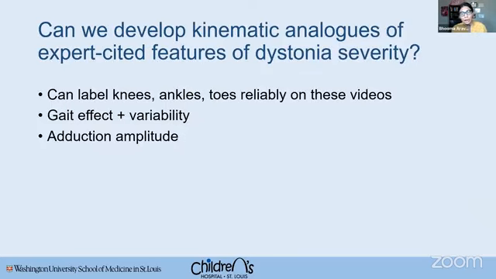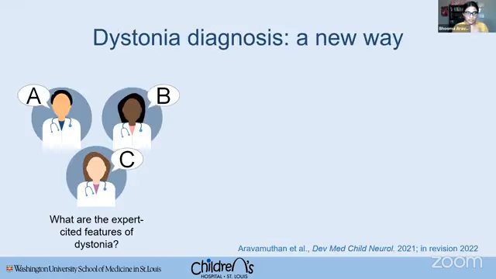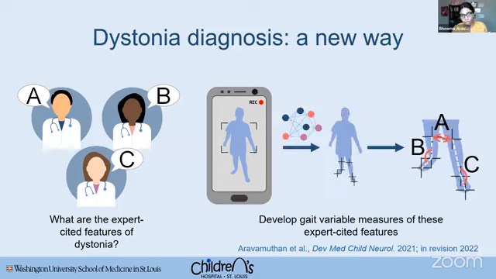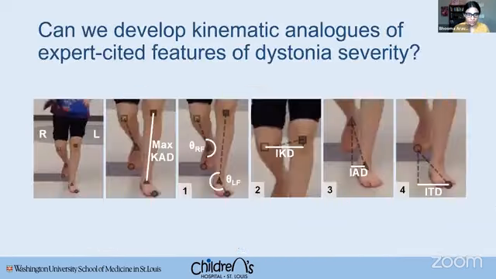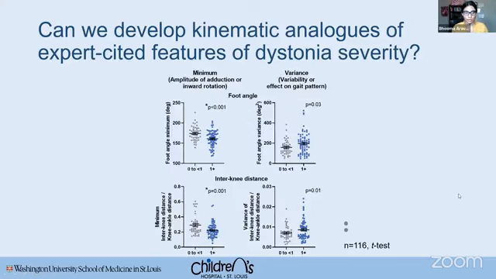We then looked at kinematic analogs of this. So we tried to quantify these different features in these videos. And we used machine learning techniques. So we took those features and used machine learning techniques to quantify these features in these videos. And these are an example of the metrics. We looked at the angle of the feet, inter-knee distance, inter-ankle distance, inter-toe distance. And if we look at those metrics across the board, we saw that there were certain metrics that appeared to be most predictive or most likely to be associated with dystonia.